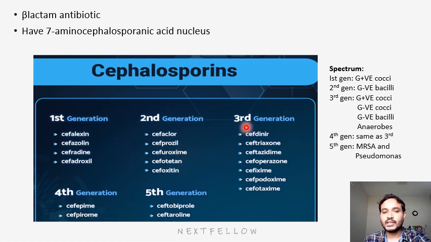Next will be the spectrum of these generations. First generation is effective for gram positive cocci. Second generation is effective for gram negative bacilli. Third generation is effective for gram positive cocci and gram negative bacilli, that is Pseudomonas, and next, anaerobic bacteria. Fourth generation is the same as third generation, and it is also effective against some methicillin resistant Staph aureus. Next, fifth generation is effective against MRSA, that is methicillin resistant Staph aureus, and Pseudomonas infections too.